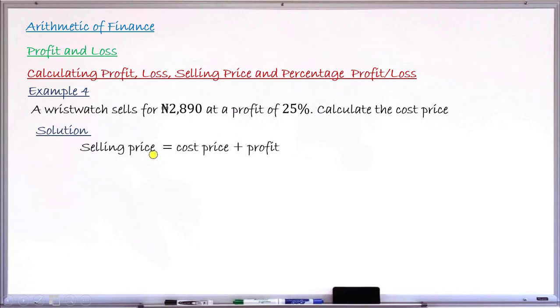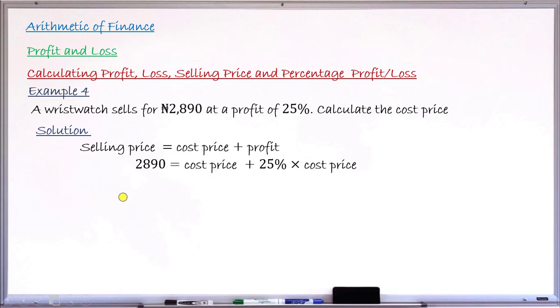So selling price, we all know, is nothing but the cost price plus the profit. But here I don't have the cost price. So I continue substituting 2,890, the selling price, equals the cost price plus 25% of the cost price, because this profit is a percentage of the cost price, and the cost price is not given in the question. So here I have the cost price missing, and here I also have the cost price missing, which means I have to find a means of getting this cost price.